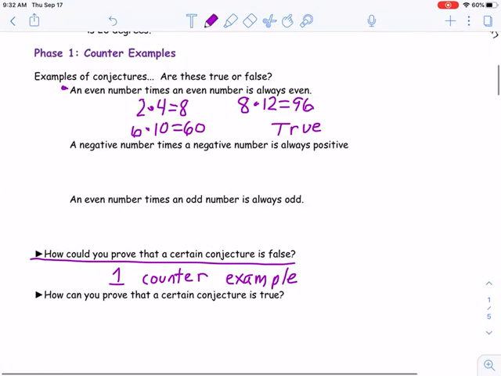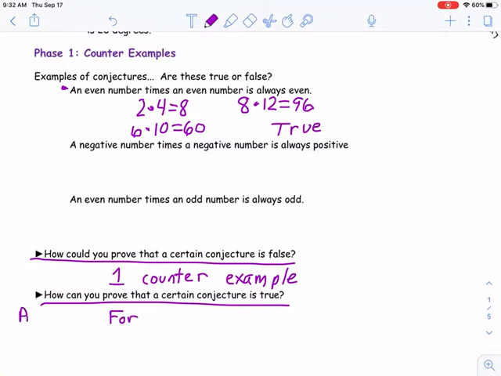How do we prove a certain conjecture is always true? We need to prove that it's true for all cases. And this can be somewhat of a daunting task, because how many even numbers exist? Well, there's an infinite amount. So how would we spend the rest of our life doing an infinite amount of cases to prove that an even number times an even number is always even? No, that's pretty boring. So when we prove something to be true, we have to be clever.